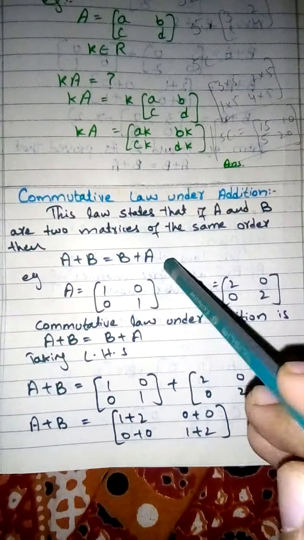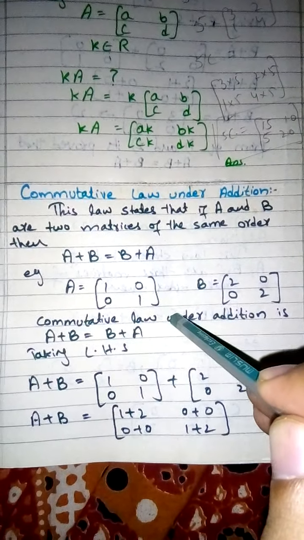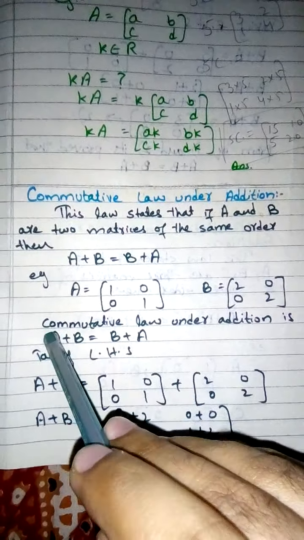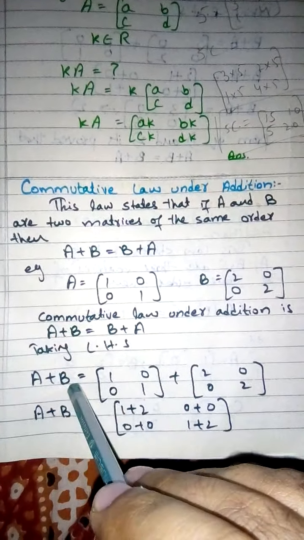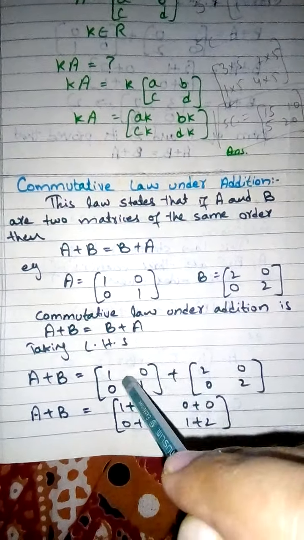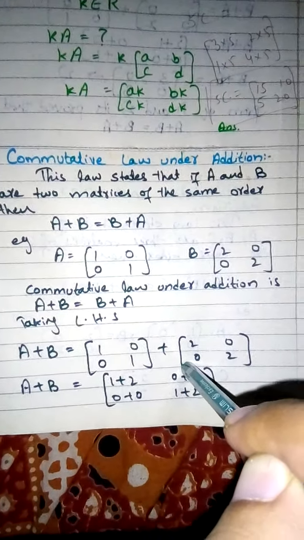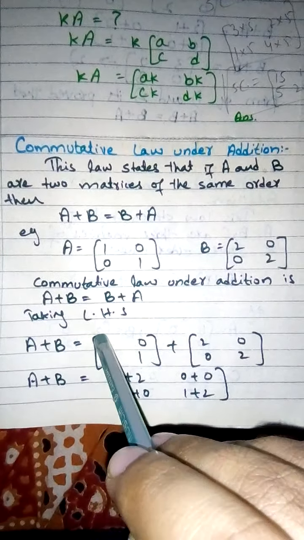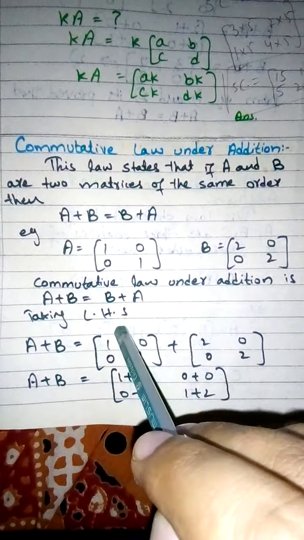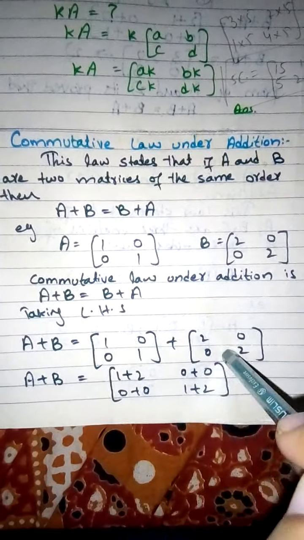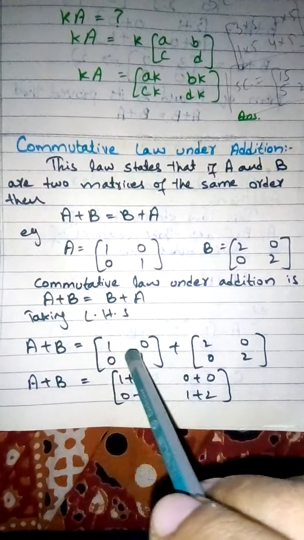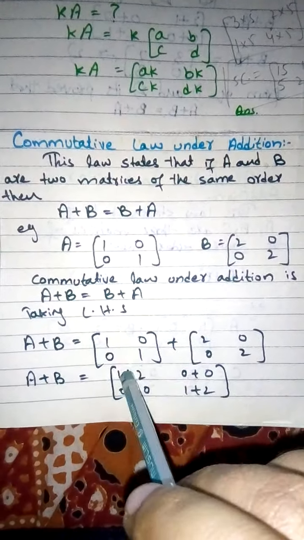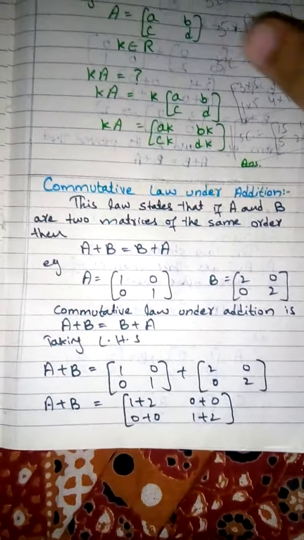If you want to solve this or prove the commutative law, first of all, taking the left hand side, the left hand side is A plus B equals matrix A plus matrix B. Now we have to add all the corresponding elements. Corresponding elements mean first element with first, second with second, third with third, and fourth with fourth. 1 plus 2, 0 plus 0, 0 plus 0, and 1 plus 2.